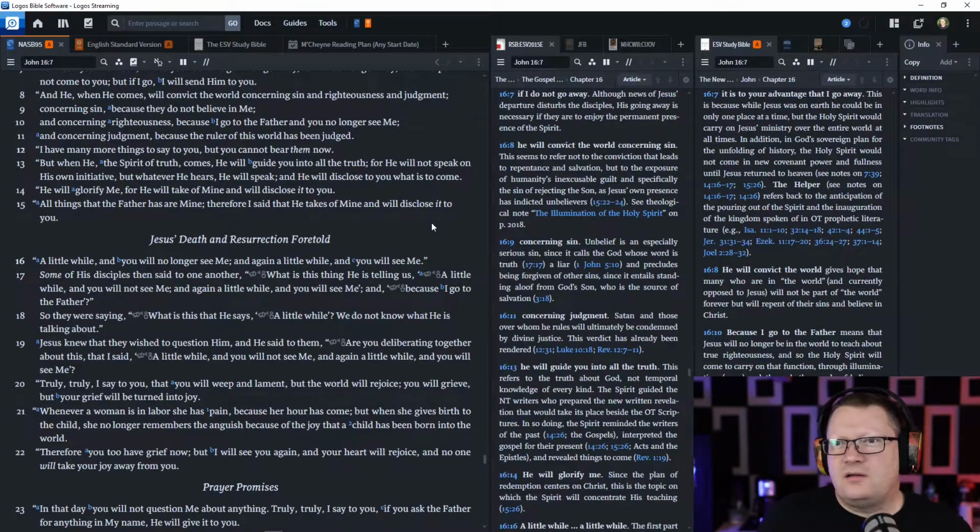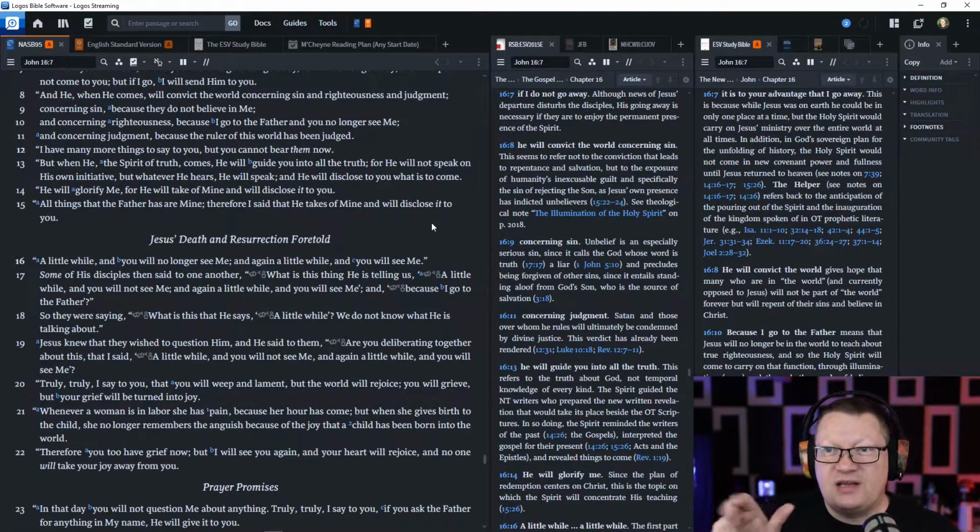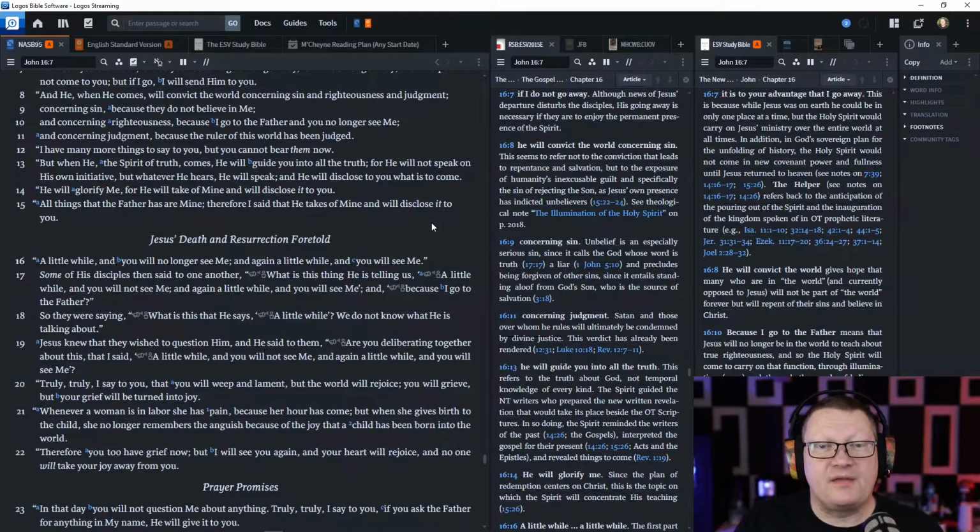So let's go on. So the Holy Spirit comes to convict the world concerning sin, righteousness, and judgment. Let's go over those. Concerning sin, because they do not believe in me. Concerning righteousness, because I go to the Father and you no longer see me. So he's now here to represent the righteousness of God to us. And three, concerning judgment, because the ruler of this world has been, past tense, judged. And I have many more things to say to you, but you cannot bear them now. But when he, the Spirit of truth, comes, he will guide you into all truth. For he will not speak on his own initiative, but whatever he hears, he will speak, and he will disclose to you what is to come.